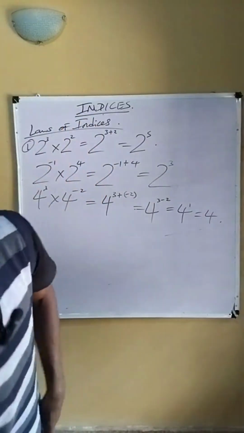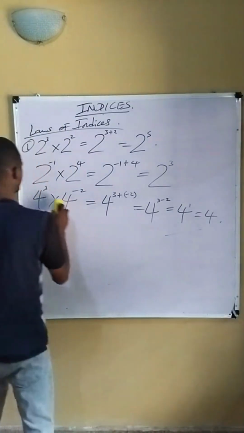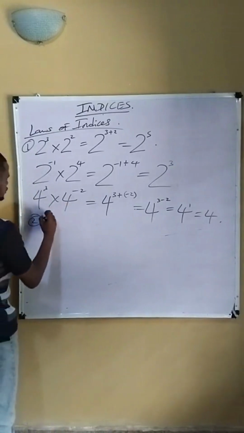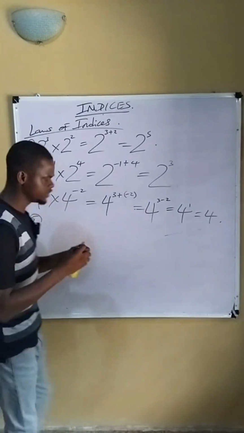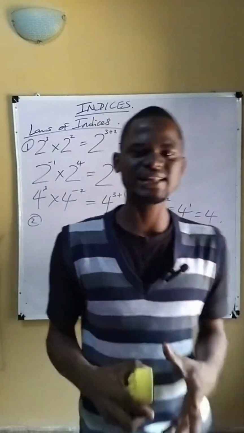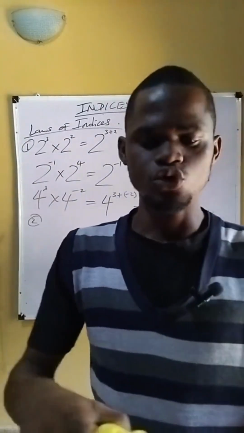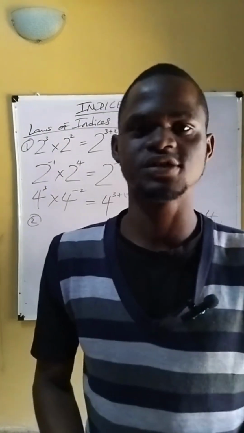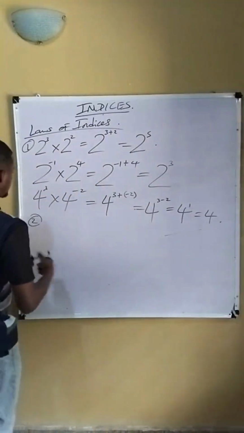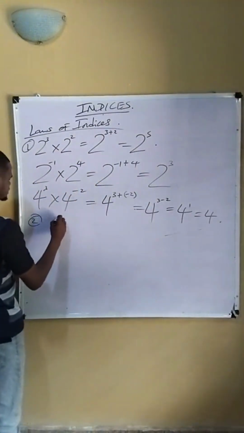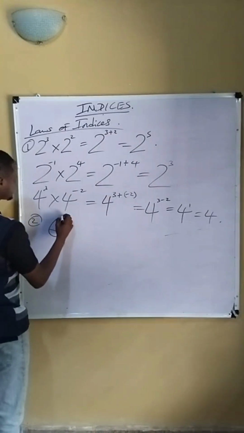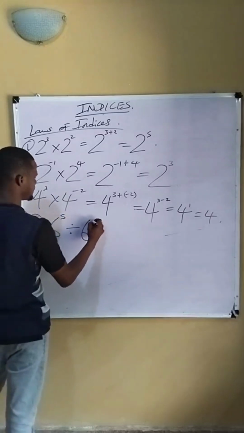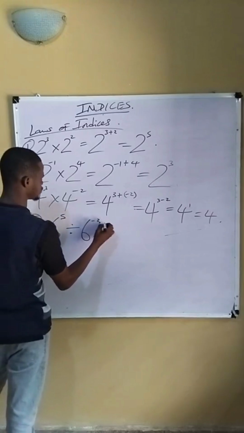Another law is the division law of indices, the second law. The division law of indices says that anytime you are dividing indices of the same base, you pick one of the base number and subtract the indices. If you have something like this, 6 raised to the power of 5 divided by 6 raised to the power of minus 3.